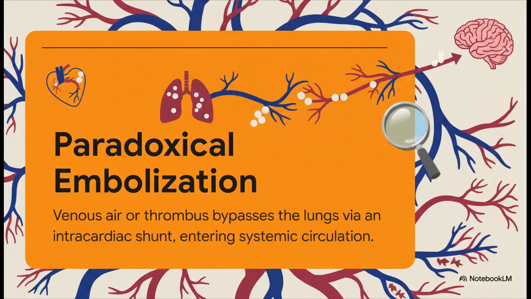And this is why, for any patient with a known or even a potential intracardiac shunt, we have to be absolutely paranoid about de-airing our intravenous lines. It's not just good practice, it is a critical safety measure. Even a tiny amount of air from a peripheral IV can bypass the lungs, shoot across that shunt, enter the systemic circulation, and cause a catastrophic paradoxical embolization to the brain or the coronary arteries.